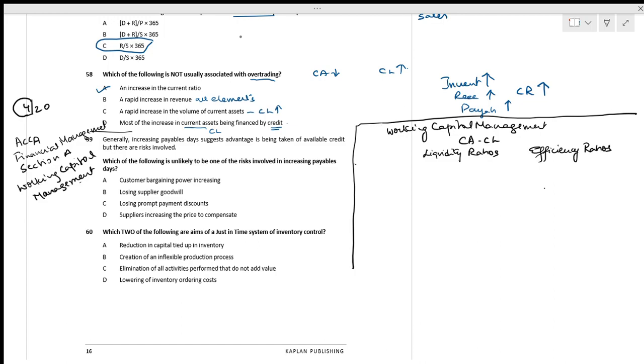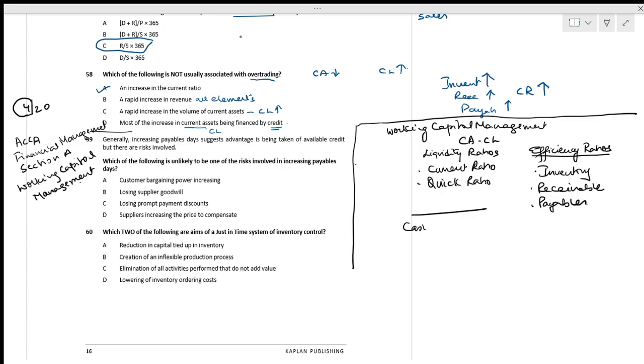In the ratio analysis, in liquidity ratios we have done the current ratio and quick ratio, whereas in terms of efficiency ratios we have done inventory turnover days, receivables collection period and payables payment period. Okay. This much we have done in the previous sessions, and apart from that we have done the cash operating cycle, how fast we can convert cash to cash. That is very important. Is it right? How fast we can convert.